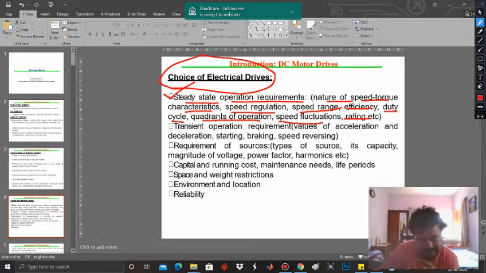Then comes the efficiency. Efficiency is again a very important thing, which proves to be very crucial for the operation of the plant. The efficiency of the drive is a matter of concern. The more the efficiency, the more the utilization of the drives employed in the industry. And obviously the more the efficiency, the lesser will be the loss. That is another important point. Next is the duty cycle.